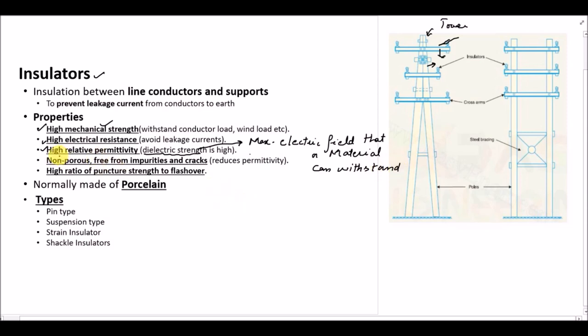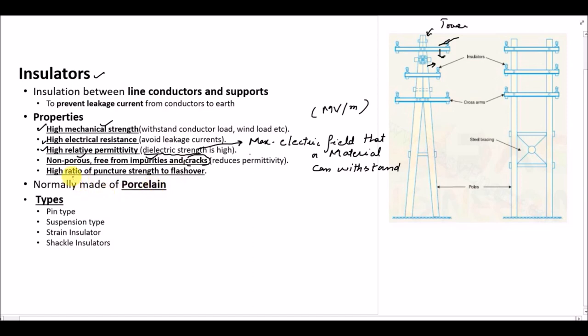So a good insulator should have high dielectric strength, and dielectric strength is the measure of the insulator's capability to withstand an electric field before a failure occurs in the insulating properties of the insulator. Usually we measure this dielectric strength in megavolt per meter. This dielectric strength depends on the characteristic of the insulating material. If we have pores or impurities, or cracks due to stress in the insulator, that will reduce the dielectric strength of the insulator.